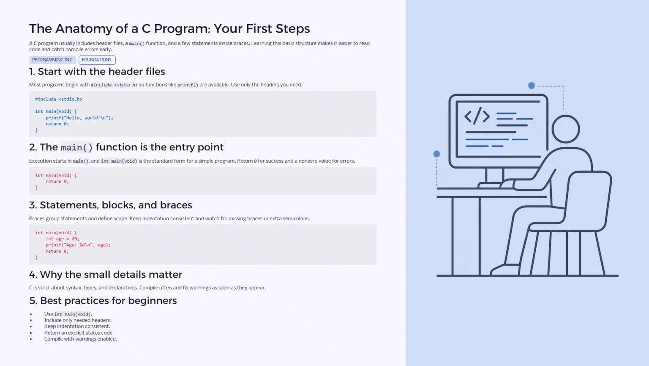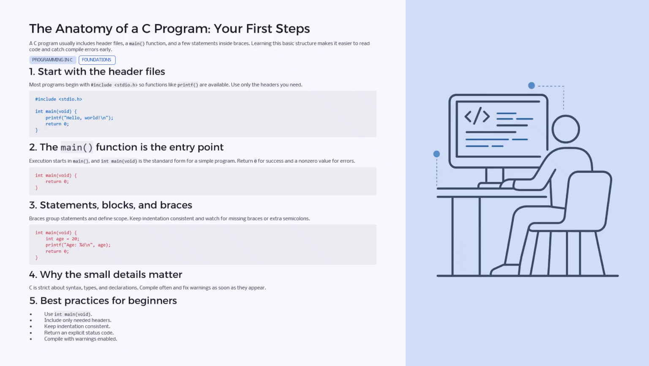So, in today's session, we will learn about the basic structure of a C program, which is also called the anatomy of a C program. A C program usually includes header files, main function, and a few statements inside braces. Learning the basic structure makes it easier to read, code, and catch compile errors easily.